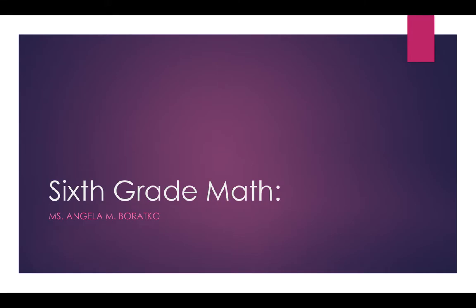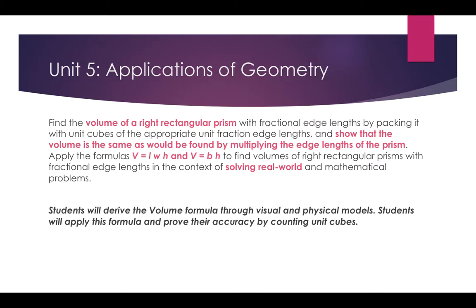Hi everyone, today we're working on 6th grade math, applications of geometry. Find the volume of a right rectangular prism with fractional edge lengths by packing it with unit cubes of the appropriate unit fraction edge lengths, and show that the volume is the same as it would be found by multiplying the edge lengths of the prism.